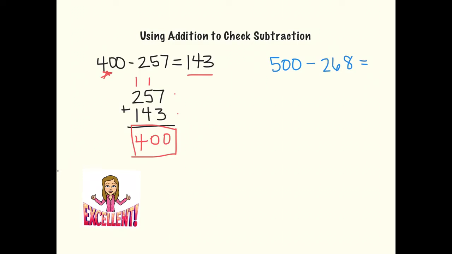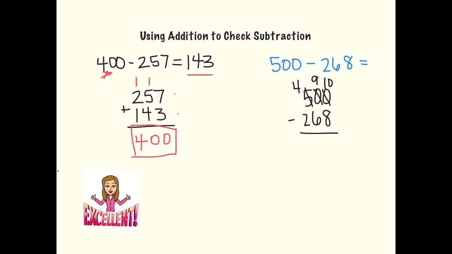Let's try it with a new problem. In this case, I have 500. That's the greater number, so I'll put that on top, minus 268. First things first, I know I'm going to need to borrow. I don't have any ones to work with or tens, so remember that's like ungrouping the hundreds, so I have 4. I've borrowed from the tens, so that becomes a 9 because I need 10 ones to work with. So now I can go ahead and solve.